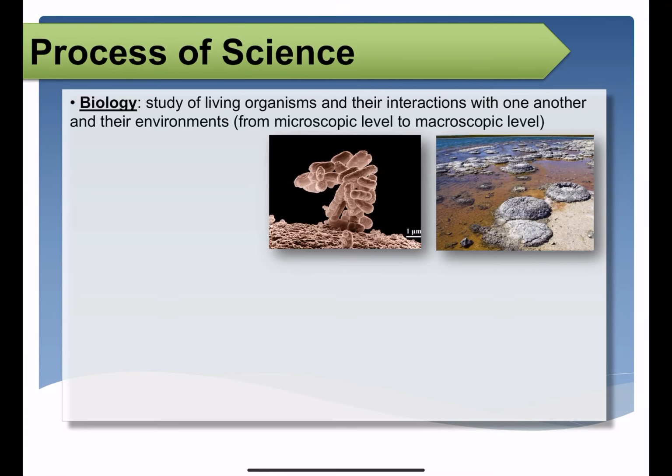Now, chapter 1 is basically an introduction chapter that sets the foundation of what biology is, how the information is discovered, and what different branches of biology there are. Now, biology itself is defined as the study of living organisms and their interactions with one another and their environment, all the way from microscopic level to macroscopic level. What do we mean by those?